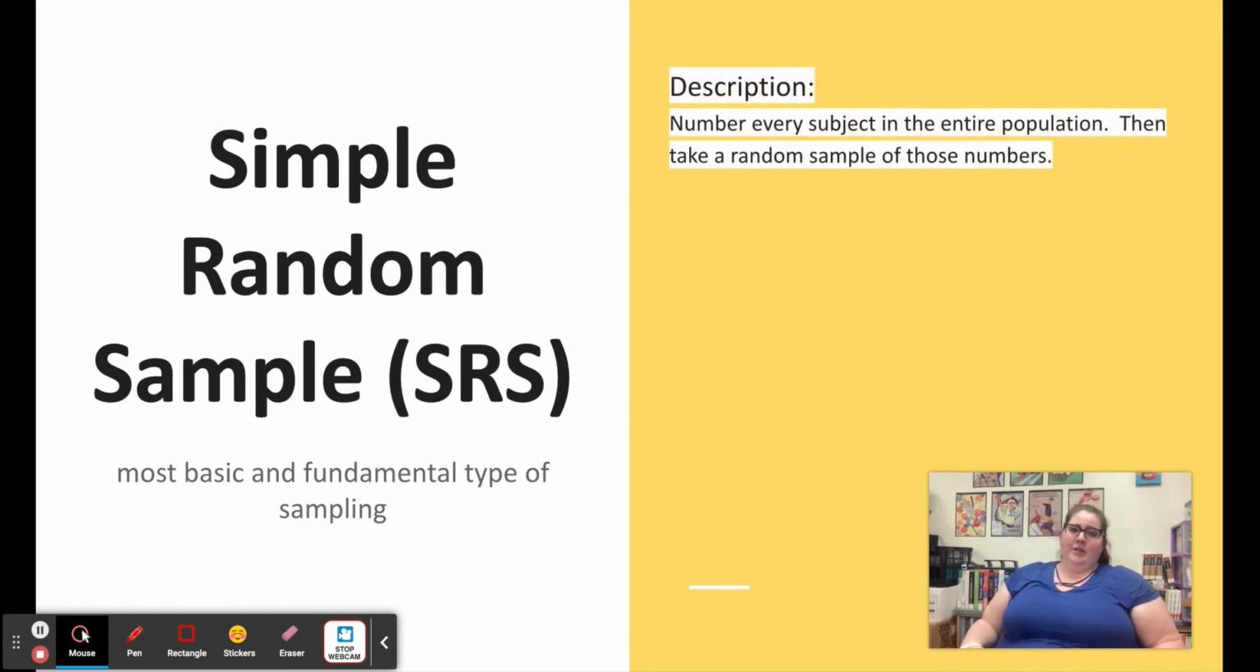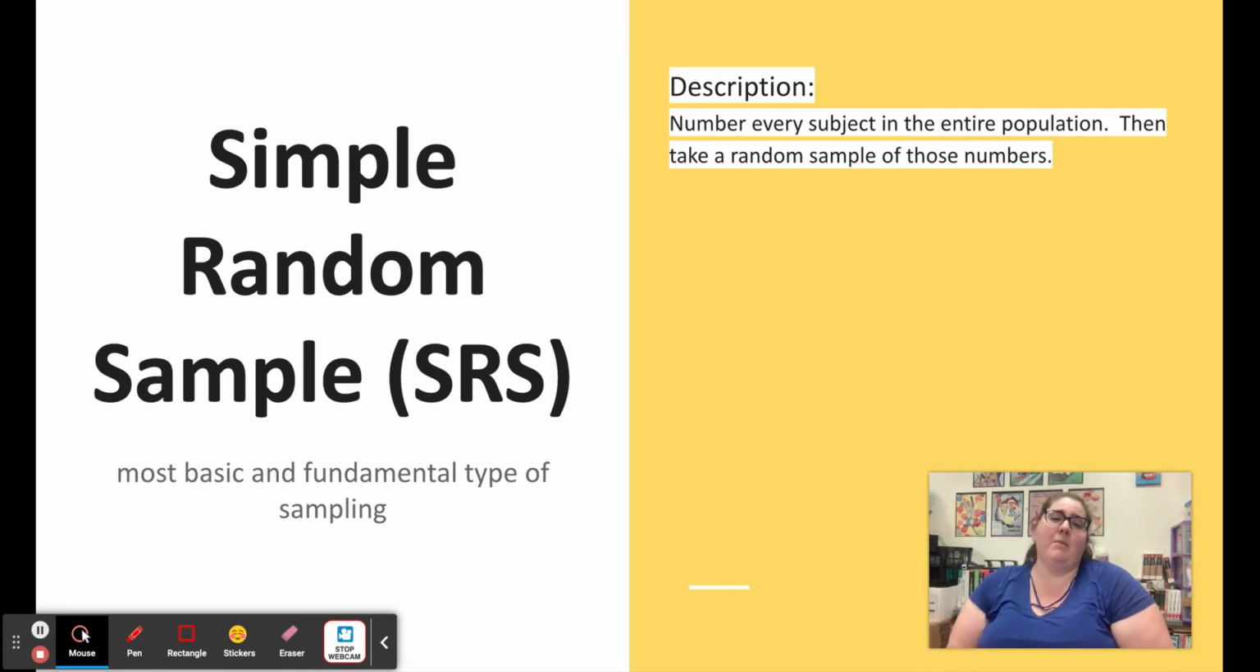So the basic description, and we'll get more specific in a little bit, of a simple random sample is that we number every subject in our population, and then we take a random sample of those numbers. And there are a lot of ways that we can take a random sample of numbers. We'll talk about this in class one day, but we can use a random number generator on a calculator or computer. We can use a random number table. We can roll a dice. We can put a whole bunch of numbers on little slips of paper into a large bucket or hat and draw them out one at a time.